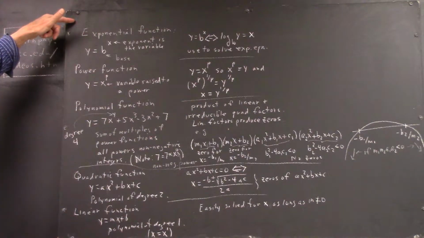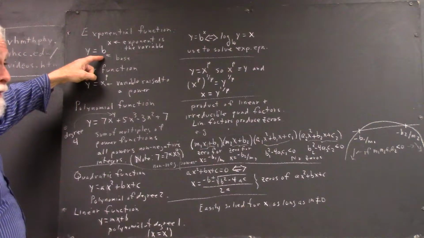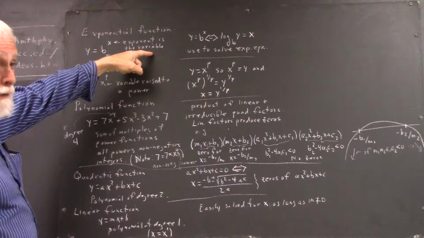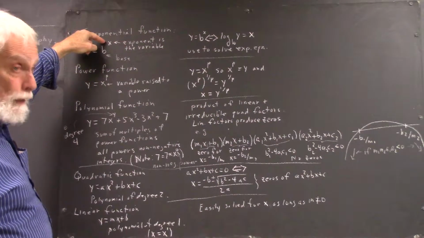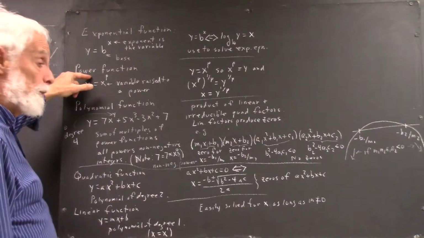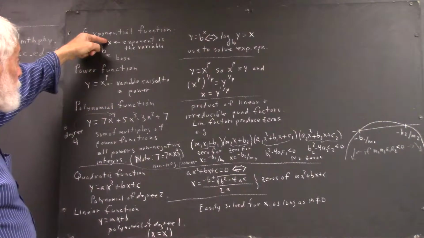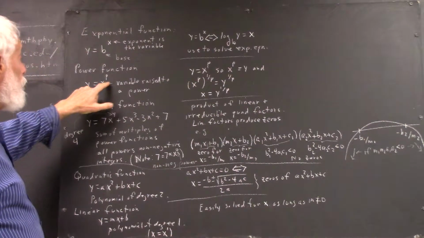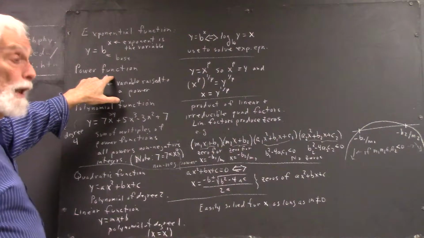Exponential functions have the characteristic that they involve a base raised to an exponent, and the exponent is the variable, or an expression involving the variable. This is distinguished from a power function where your variable is the base. Notice x is up here in the exponent for an exponential function. It's down here for the power function. It's the variable raised to some power.